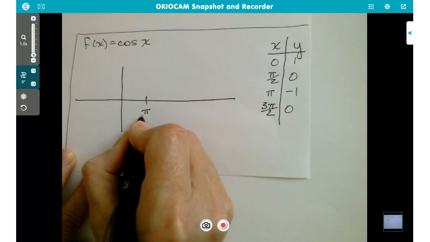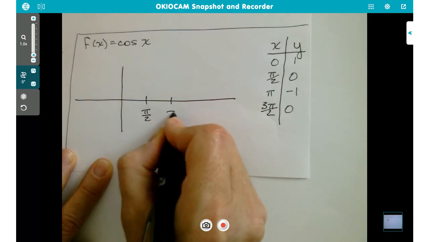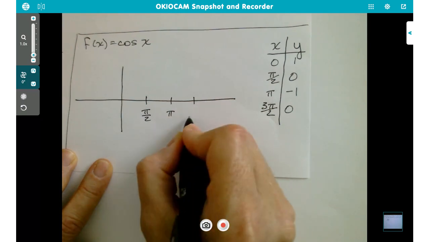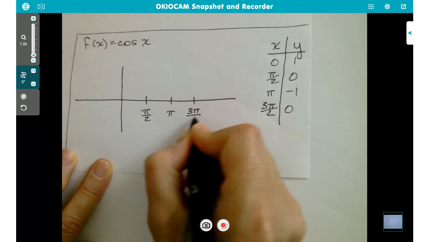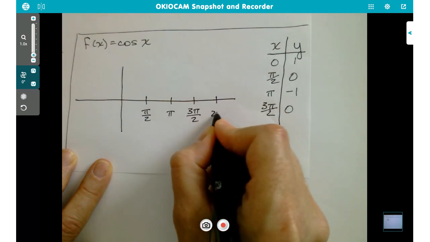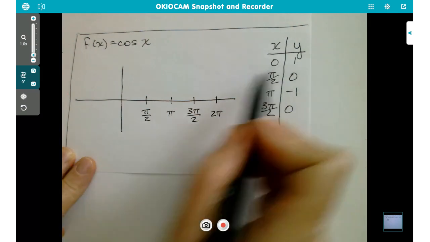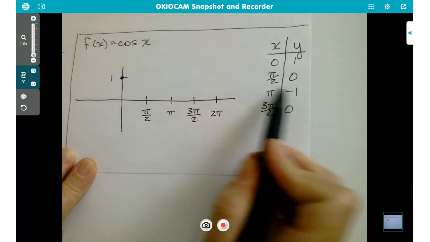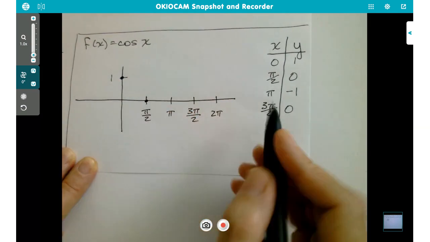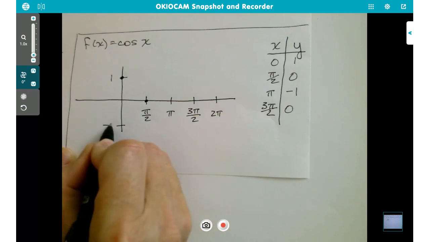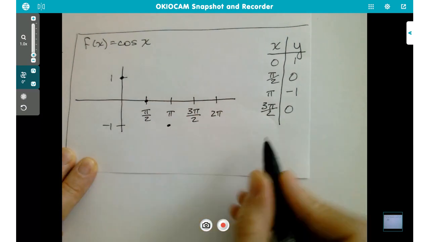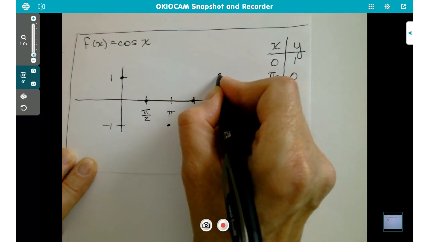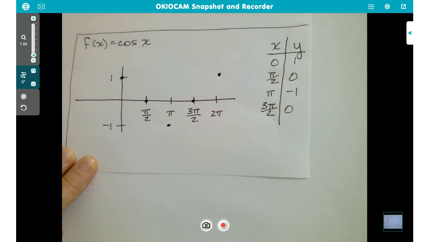So here we go. I'm going to put in my important values, my quadrant angles here, hopefully about the same distance apart. So we're nice and evenly spaced. Okay, so I have a point at 0, 1. I have a point at pi over 2, 0. Pi, -1. 3 pi over 2, 0. And then at 2 pi, we're back to where we started up here at 1. So there's kind of my beginning framework.